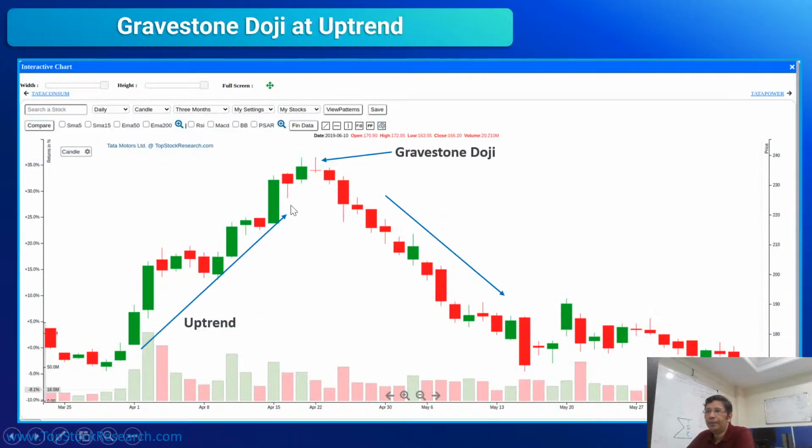Gravestone doji at an uptrend, similar things. If it is formed at an uptrend, then it should be coming down here. Okay, now my colleague has mentioned to look at the comments. Give me a moment. Before we end doji, we'll go into the comment session.